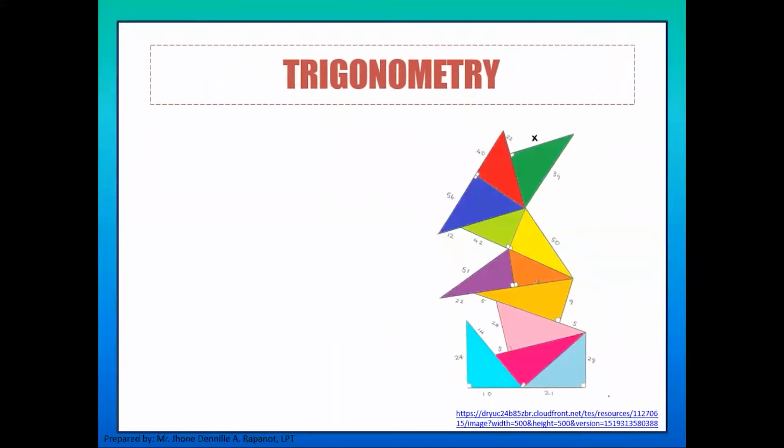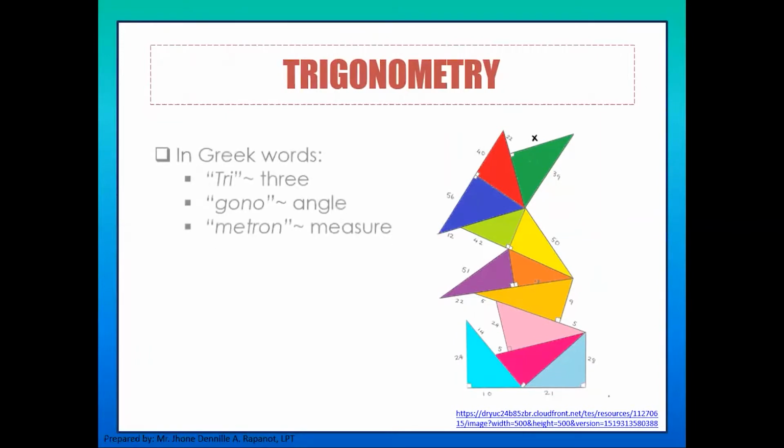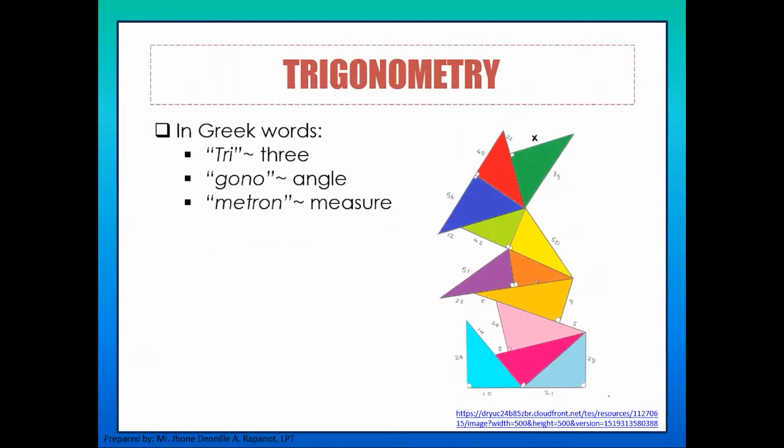But before we move on to the deeper discussion of that particular mathematical tool, let's go ahead and define the word trigonometry. In terms of its etymology, the word trigonometry came from three Greek words. Tri means three, gono means angle, and metron means measure. If we're going to synthesize these three Greek words and their meaning, we can all agree that trigonometry has something to do with measure of triangles.